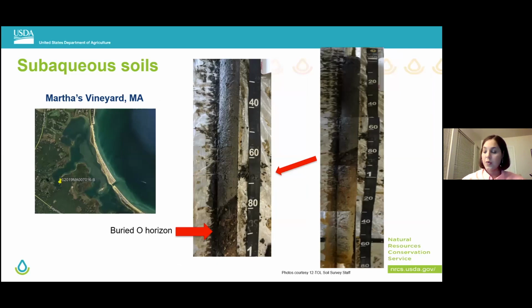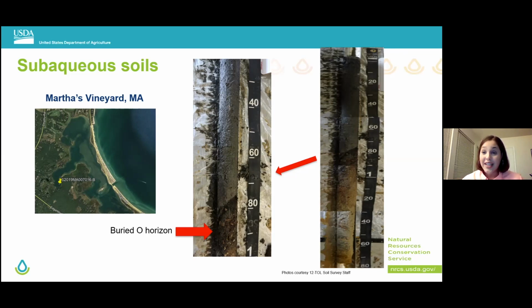But take a look at this one. This is from Martha's Vineyard in Massachusetts. Actually, the photo on the left is telling you where the core was extracted. You can see it was very close to the land. So in that core in particular, we have a buried organic horizon. What is it telling you? It's telling you that the surface was there at some point, and something happened that covered it with more sediment.